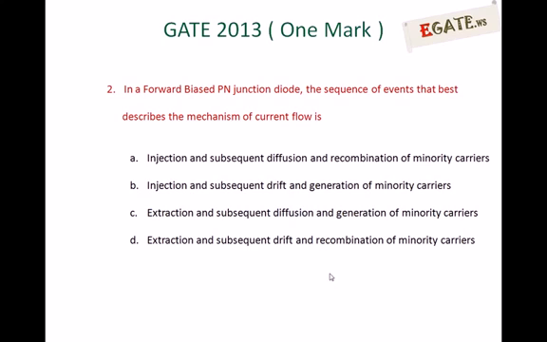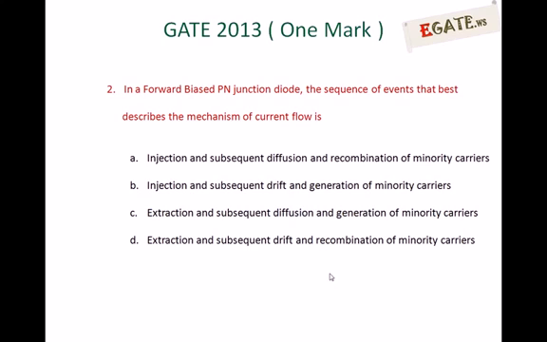In a forward biased PN junction diode, the sequence of events that best describes the mechanism of current flow is: A. Injection and subsequent diffusion and recombination of minority carriers. B. Injection and subsequent drift and generation of minority carriers. C. Extraction and subsequent diffusion and generation of minority carriers. D. Extraction and subsequent drift and recombination of minority carriers.